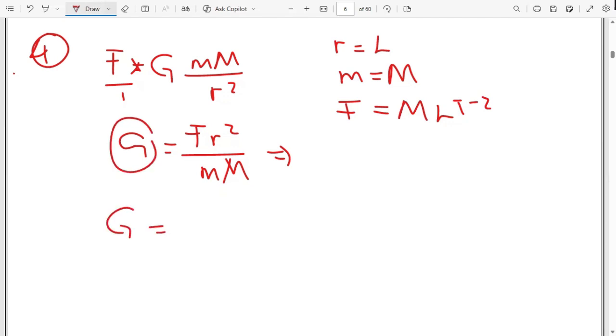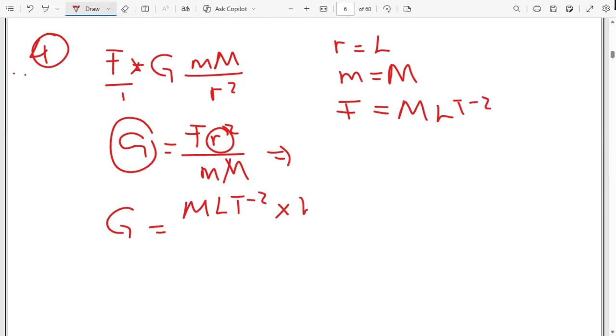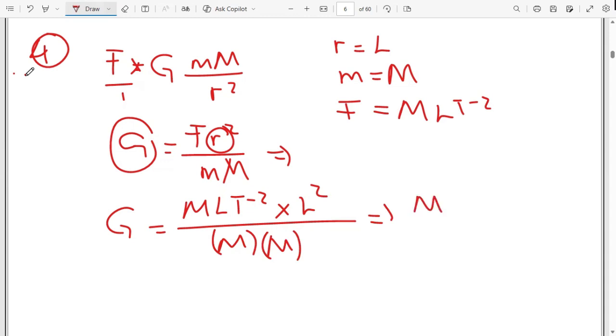We're going to have G is equal to MLT to the power minus 2 multiplied by radius squared here. So I'm going to have my L, which is distance, squared, over 2 masses multiplied there. So we're multiplying mass and mass like this. What are we going to end up with? We're going to end up with M to the power 1. Then we have L to the power 3, since we're adding 2 and 1 there. Then we have T to the power minus 2 over M squared like this.